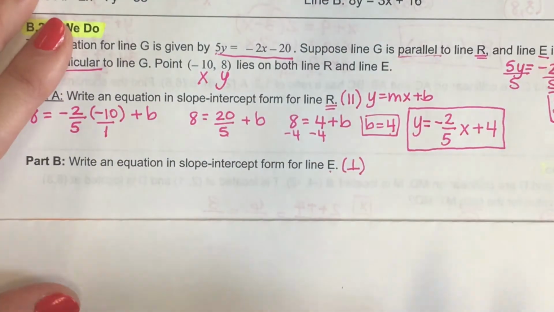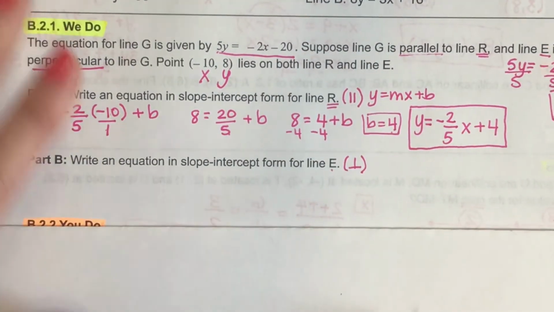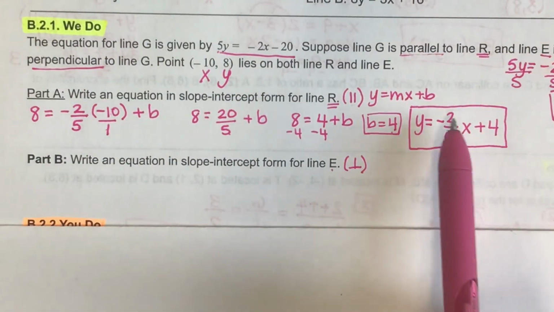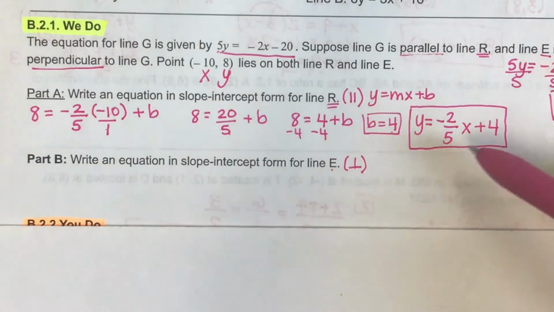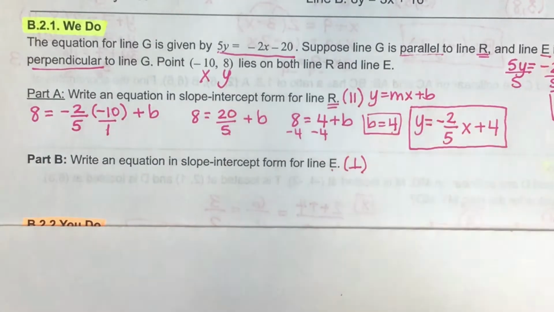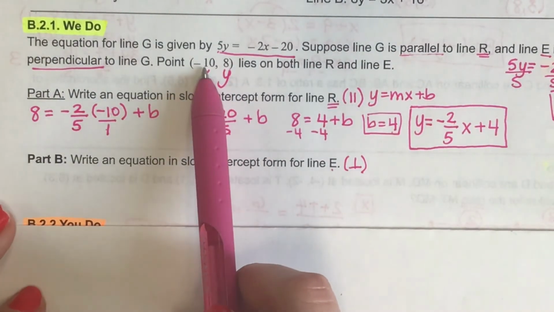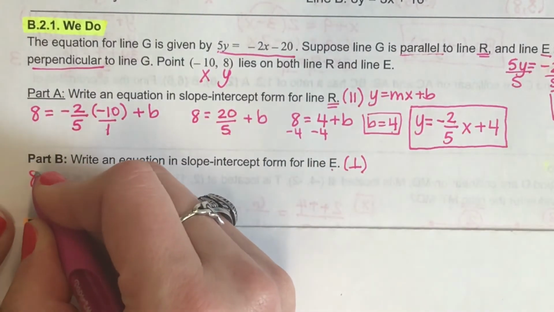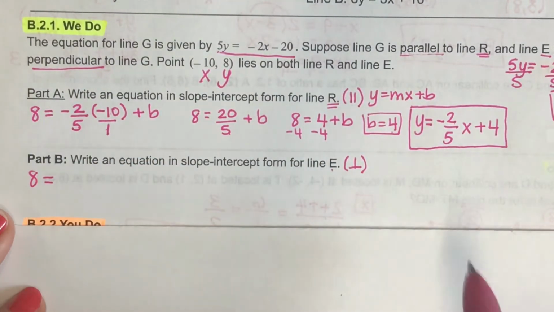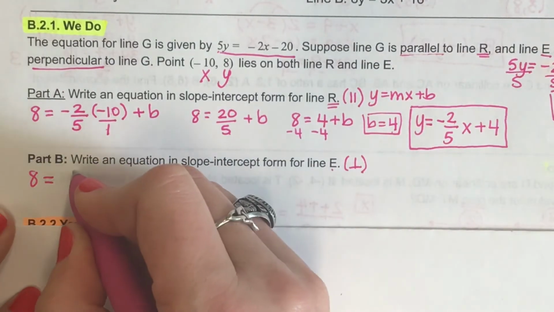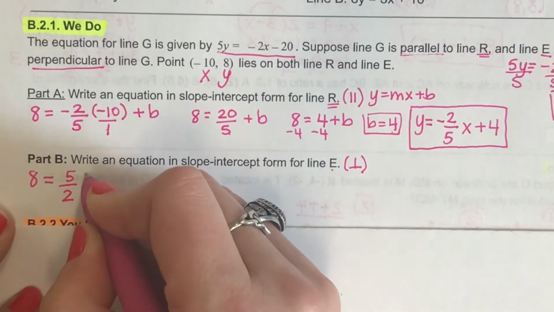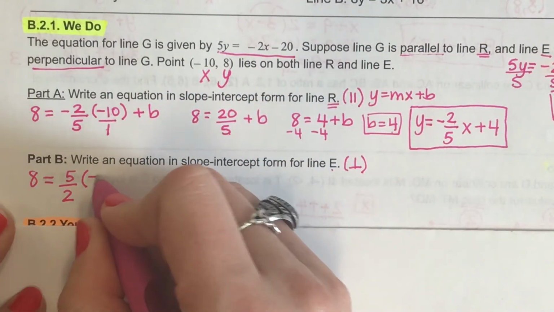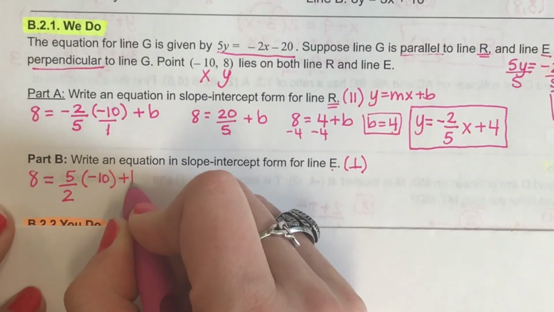Now I'm going to do the same thing, but I'm going to write the equation of a line that is perpendicular. So if it's perpendicular, I have to take this slope and I have to switch the sign, and they have to trade places. I'm still going to plug in an x and a y though. So y equals mx plus b. For my y, I'm plugging in an 8 again, equals, now my m, I have to flip these. 5/2 times my x value, -10. And I'm trying to figure out what my b is.